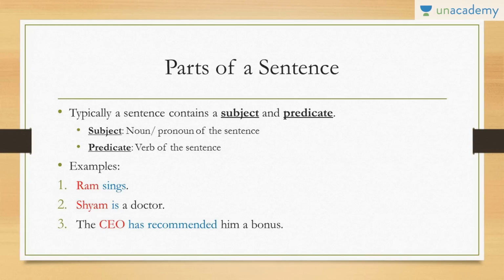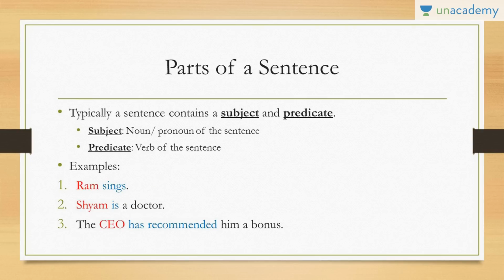But for a group of words to be called a sentence, it needs to have a subject and a predicate. You can see here in these examples, even if a sentence is two words long, Ram sings. Ram, the person about whom the sentence is, is the noun. And what is he doing? He sings, right? So the verb is sings.